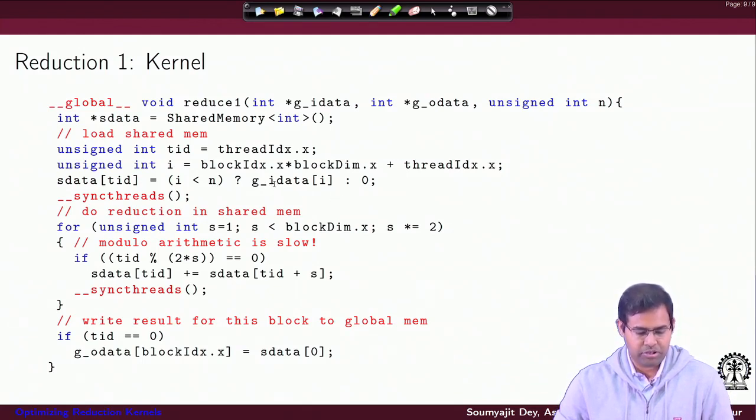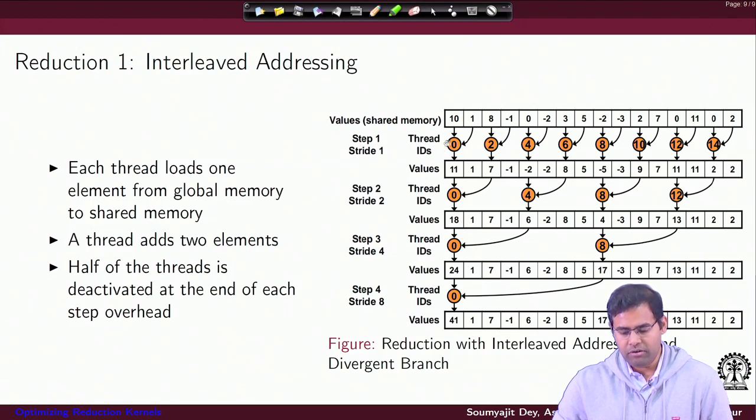So, this is the load operation, and then once that is done, after a sync thread, when all the loads are done, you start doing the reduction. So, this is the reduction loop. You start with a stride of 1, and in each iteration of the loop, you reduce by 1 level. So, with a stride of 1, you do the first level reduction. The second level, you operate with a stride of 2.